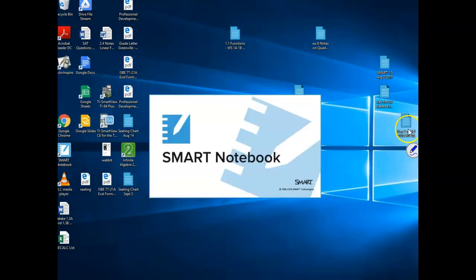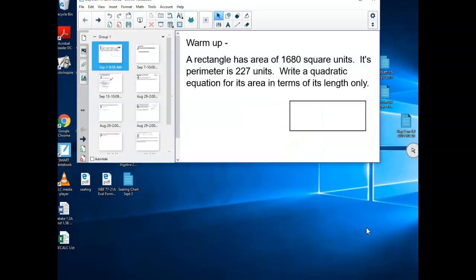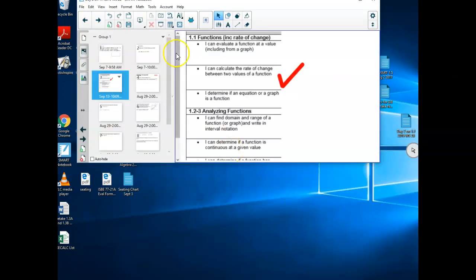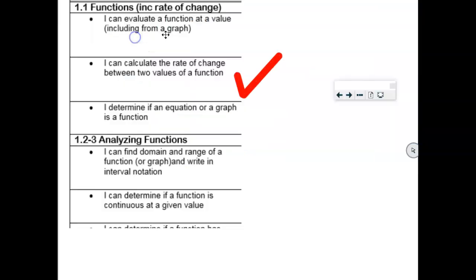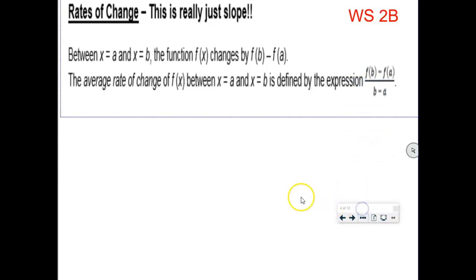Hey guys, can you find the next part of the lesson, rate of change? Alright. Worksheet 2B. This is your first intro to calculus concept, but it's actually one of the easiest things we'll ever teach you that's an intro to calculus concept. The average rate of change is just slope. That's all it is.